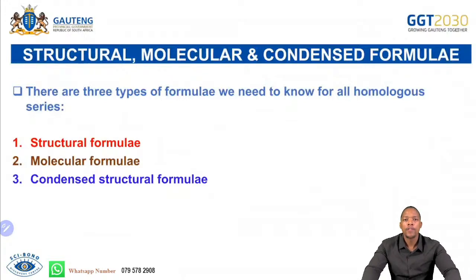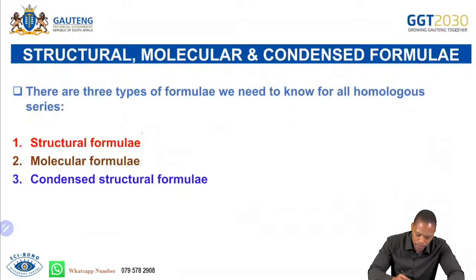Okay, now this brings me to the next point. What is then important when it comes to these homologous series and functional groups? Well, it is important that we can draw a structural formula, or write a molecular formula, or write a condensed structural formula of these carbon chains under these homologous series and using these functional groups. So there are three types of formula that we need to be familiar with for all homologous series: structural formula, molecular formula, and condensed structural formula.